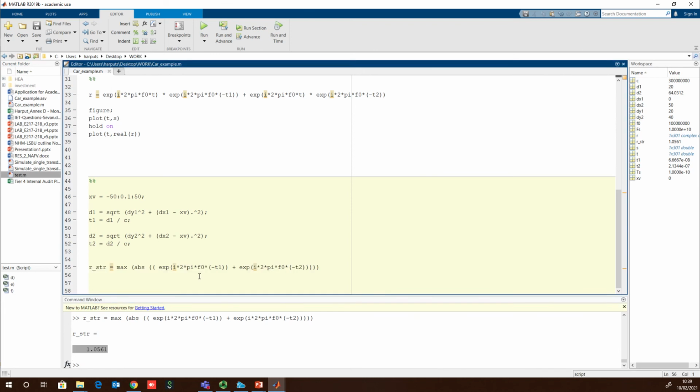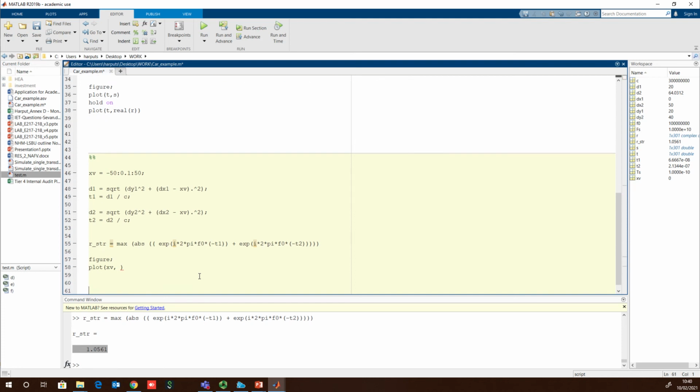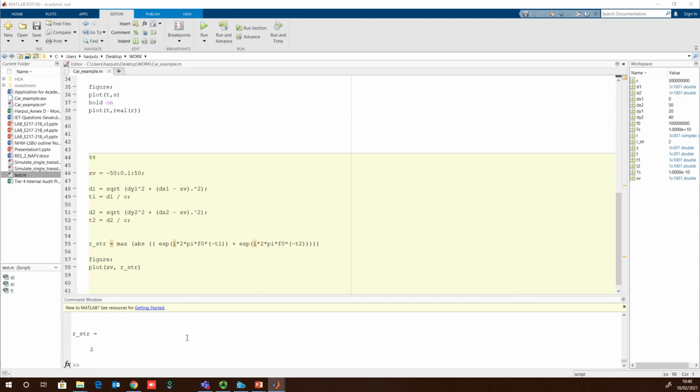Now I'm going to do a new plot. I'm going to say figure. Now let's plot. I'm not going to plot things according to time, because time is not important. What's important for us is the car's location. So I'm going to plot R strength, the signal strength, according to the location of the car. Let's try to run this and see if it's working.